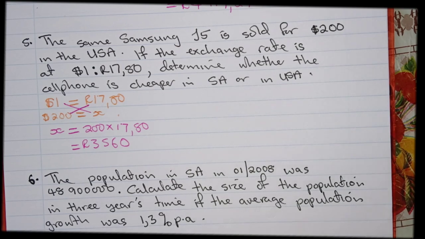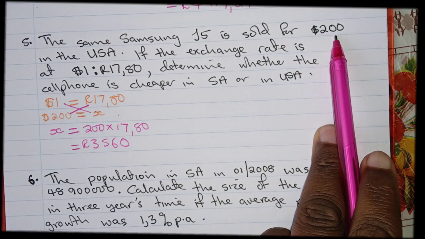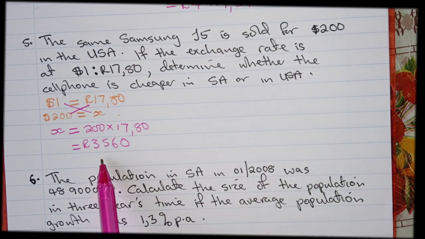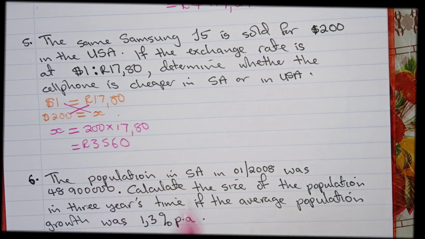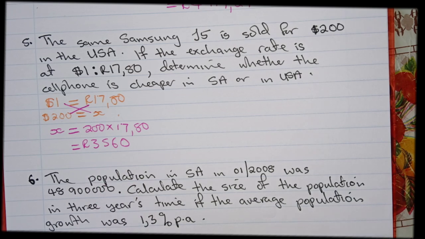3,560. So we are saying they are selling it for $200 in USA. If you convert that 200 to South African rand, it is 3,560. And when you are buying it in South Africa, it's 4,500. But in USA, it's costing 3,560. So that tells us that this cell phone is cheaper in the USA.